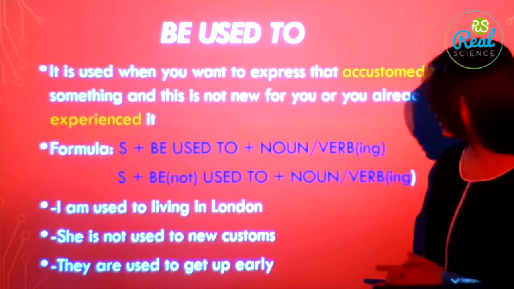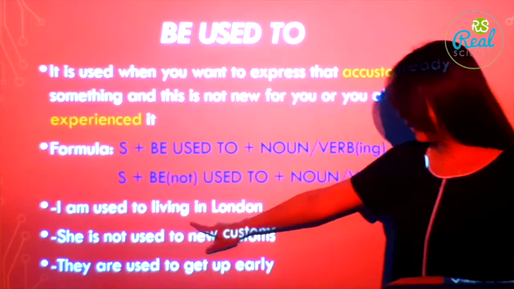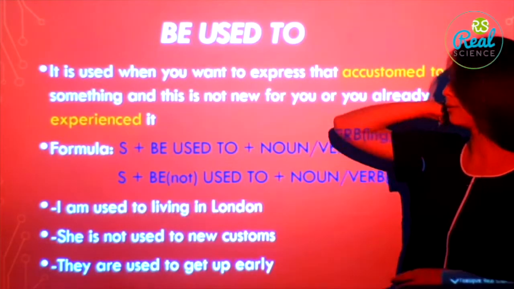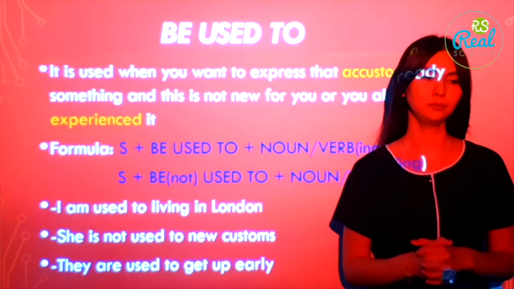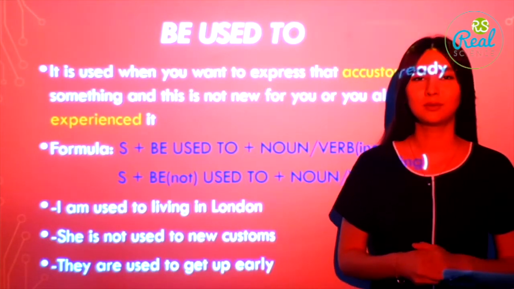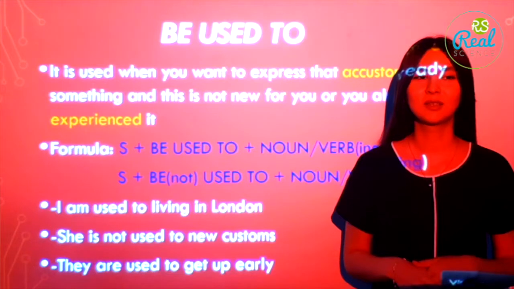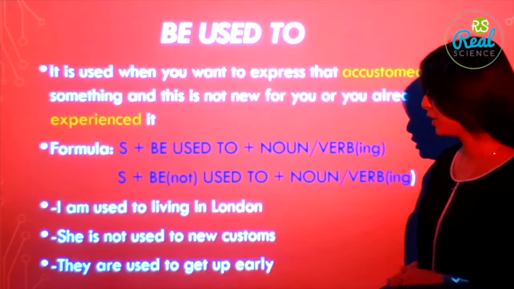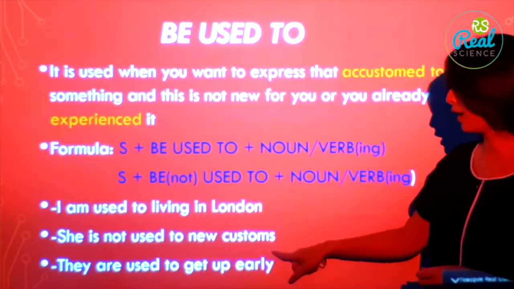Now let's look at the examples. I'm used to living in London. So here, what does this mean? Used to living in London. Я привык жить в Лондоне. Я привык жить в Лондоне. Yeah, good job. She is not used to new customs.